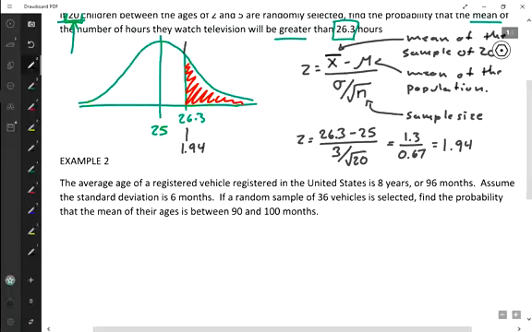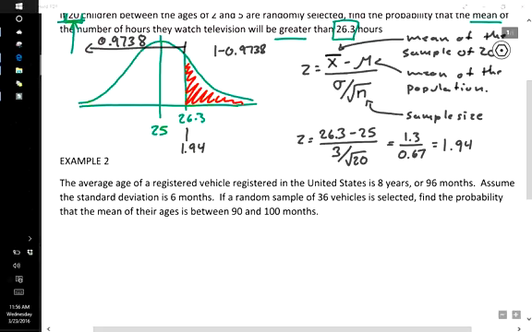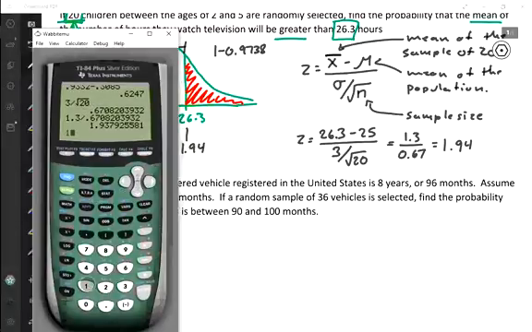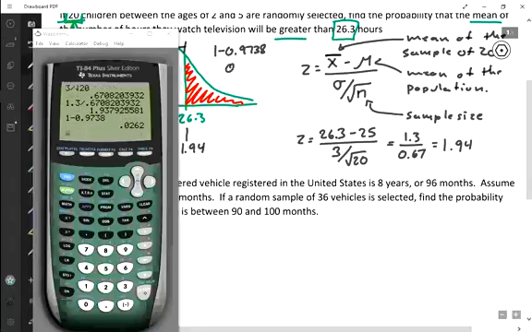So the area from here to the left, 0.9738. Because remember, the tables give you the area less than, not greater than, but less than. But I'm interested in the area greater than. So to finish this off, I'm going to have to do 1 minus 0.9738.